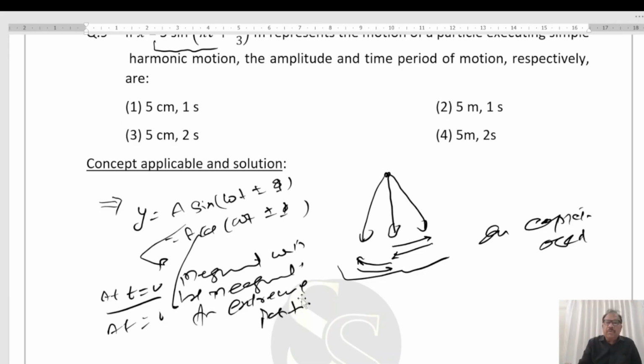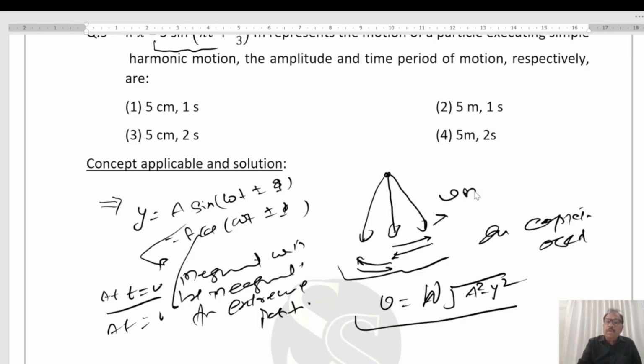Velocity is given by, if we differentiate this, v comes out to be a omega under root a square minus y square. V will be minimum at extreme position, and V is maximum at mean position.